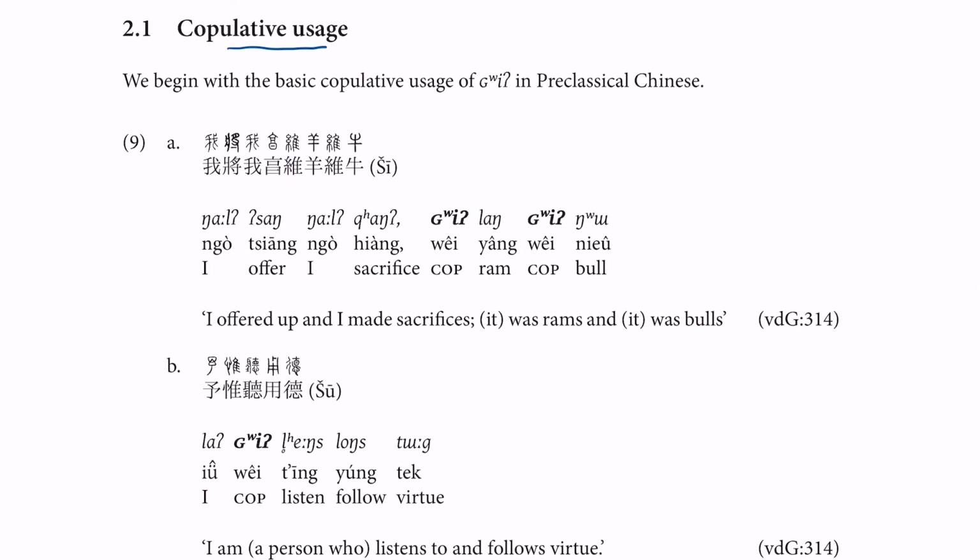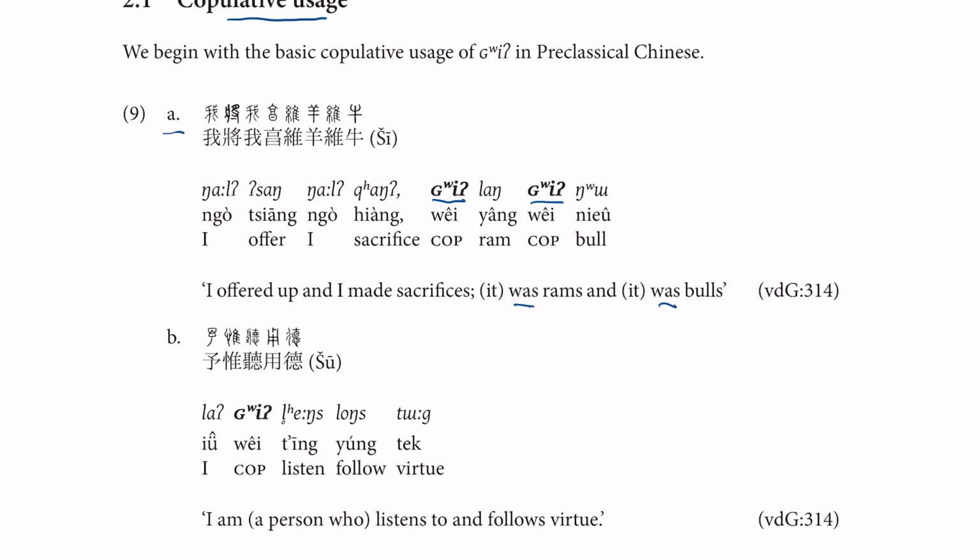Let's first take a look at the sentence in 9a. Ngal sang ngal kang, gui lang gui gu. In English, it means I offered up and I made sacrifices. It was rams and it was bulls. So gui, which appears twice in the sentence, can be easily translated into English as was or is. Similarly, in 9b, la gui plans longs tug, where la gui means I am. And here we have a verbal phrase, which is probably an elliptical relative clause, something like I am a person who listens to and follows virtue. So the basic usage of the copula gui is just like that of the be verb in English.